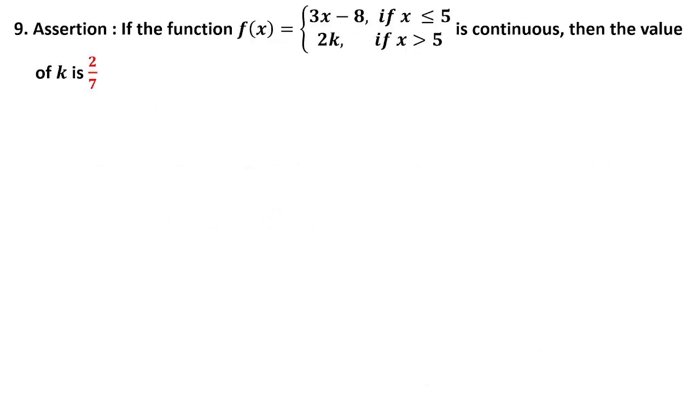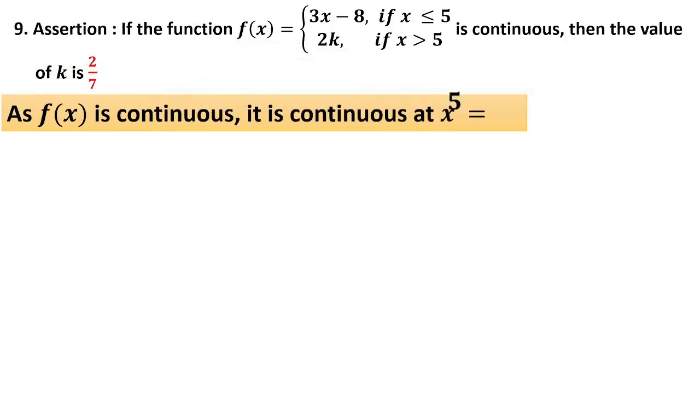And we have to take this assertion question, question number 9. The assertion is, if the function is continuous, then the value of k is 2 by 7. Let us check whether the assertion is true. We are checking that f of x is continuous at x is equal to 5.